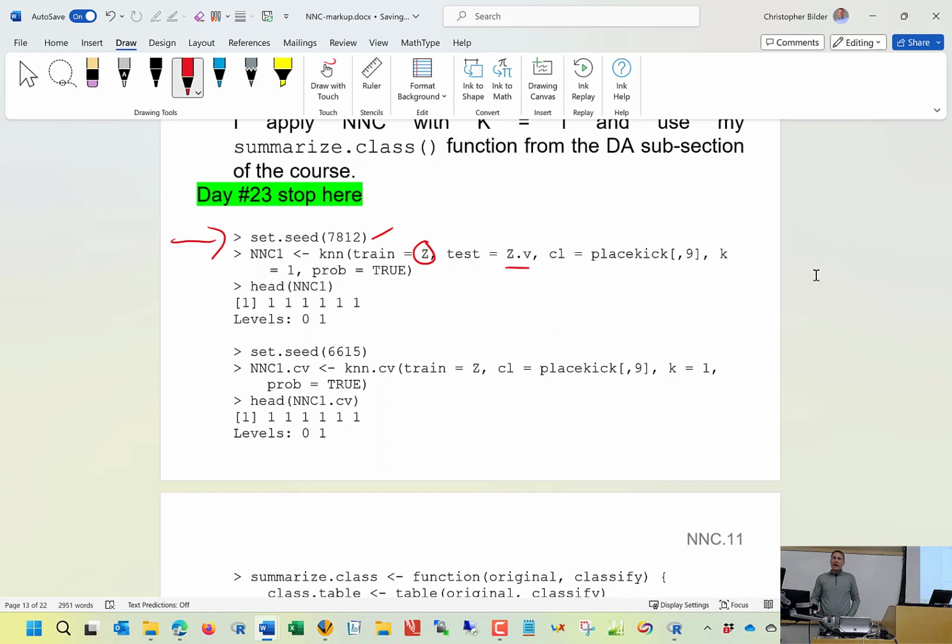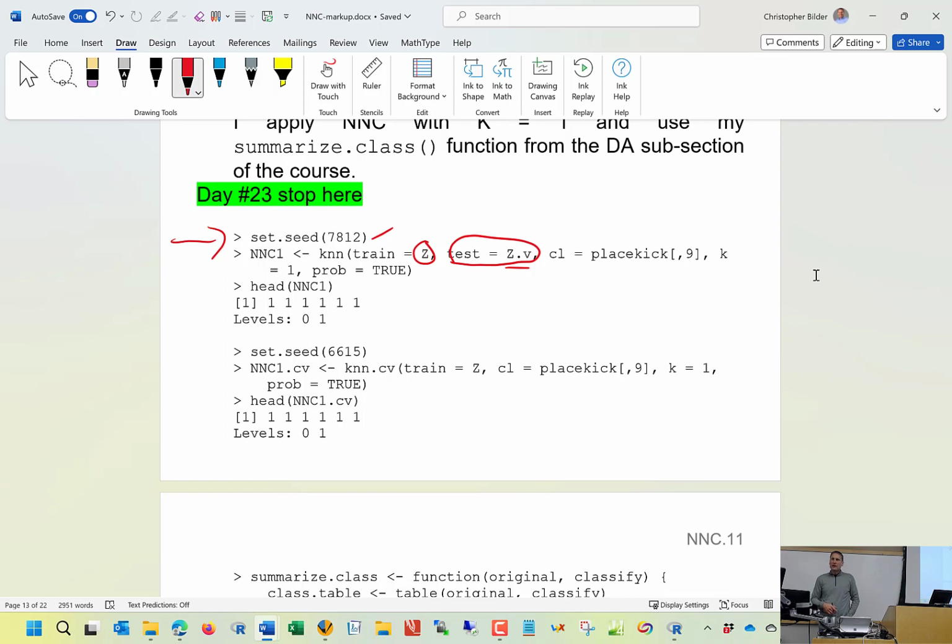And so to use the KNN function for K nearest neighbor, the object train corresponds to my training data set, and that's equal to Z. And I'm going to use this validation data set, my holdout data set. I'm going to put that into the object test equal Z.V.